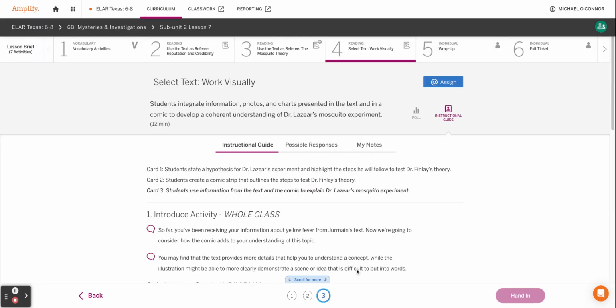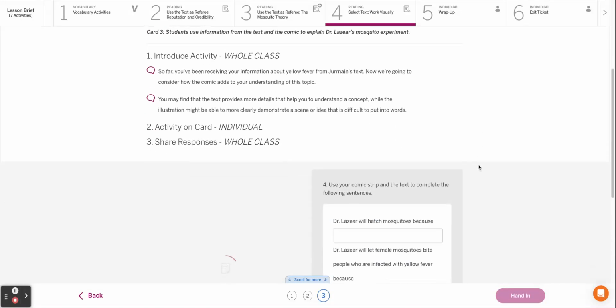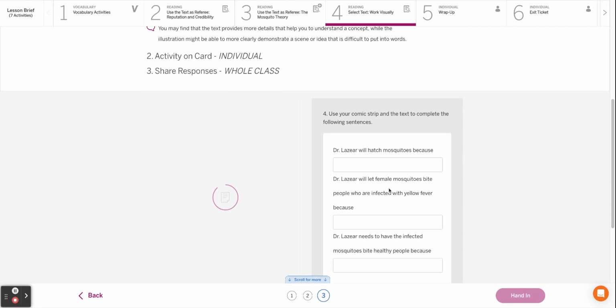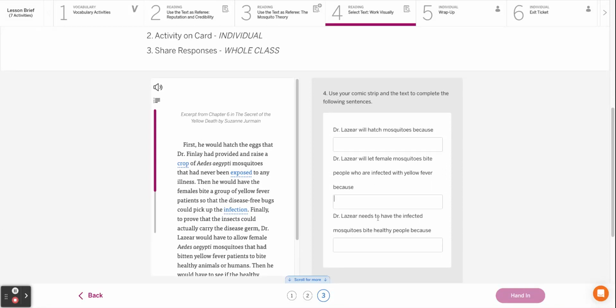And then on card 3, you're going to use the comic strip in the order that you put those boxes in, or the descriptions of the boxes in, to complete these sentences. So Dr. Lazier will hatch the mosquitoes because you have to explain what he wants to do. He's going to let the female mosquitoes bite people who are infected with yellow fever because Dr. Lazier needs to have the infected mosquitoes bite healthy people because. So use this because. You need to explain the reason for each of these statements and submit it.